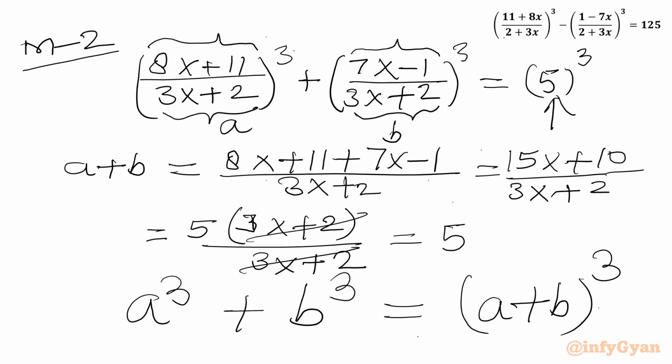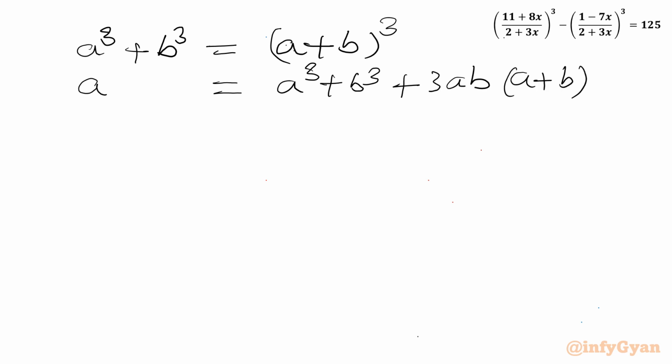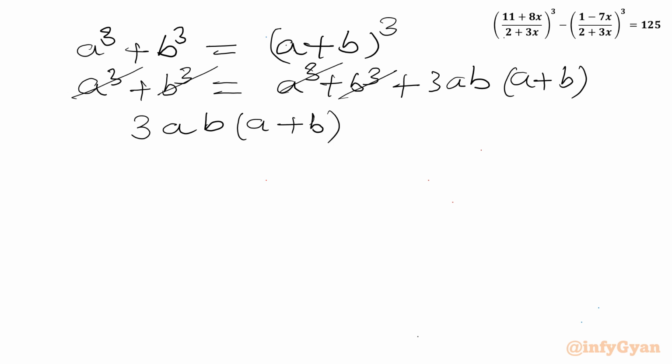Let's solve this equation. A cube plus B cube equal to (A plus B) whole cube. Let me expand RHS: A cube plus B cube plus 3AB(A plus B). Left hand side it is A cube plus B cube, so it will cancel A cube plus B cube. So I can write 3 times AB(A plus B) equal to 0.